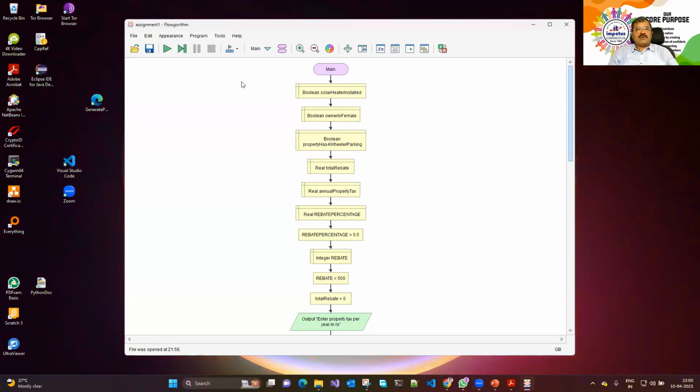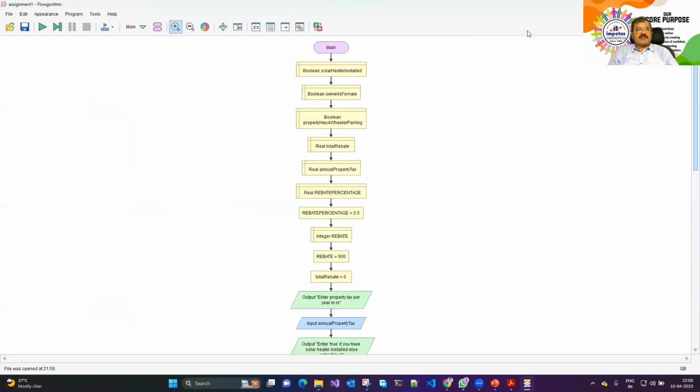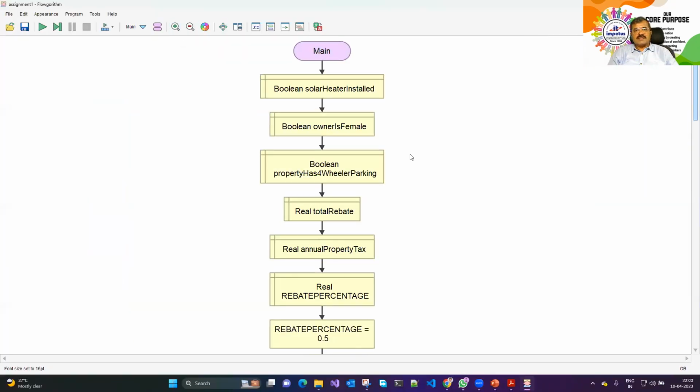Let's have a look at this solution. I think this was very near, but not right. Let's see what things they have done. First, they have taken a variable of type Boolean. That was a very good choice, because with a Boolean we will have only two possible inputs, either true or false. Instead of saying "solar heater installed", it would have been better to say "is solar heater installed". "Owner is female": "is owner female" would have been better. "Property has four-wheeler parking": so, "is four-wheeler parking available?"